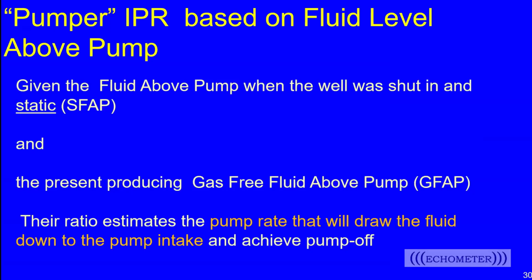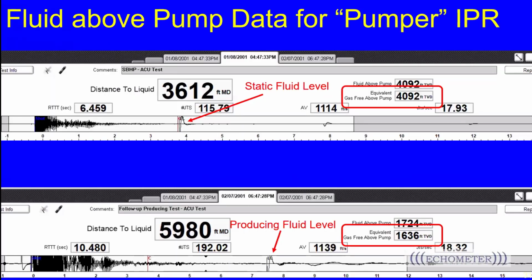And so in the next slide, we have the example that Gustavo looked at a while ago. And you notice that we did a static fluid level measurement. It says that we have 4,092 feet of gas-free liquid above the pump intake. So this is above the pump intake. The producing fluid level was taken a month later, and it shows 1,636 feet of gas-free fluid above the pump.